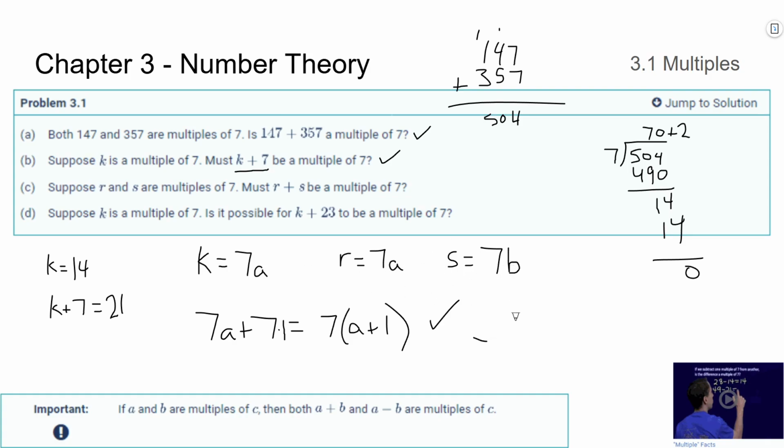So R plus S is going to be 7a plus 7b. And now the same thing, we can go and factor out the 7. So 7 times a plus b. Remember, a and b are both integers. So when we divide by 7, then the 7s will cancel out, and we'll be left with whatever a plus b is. But it'll be no remainder. So that will also be a multiple of 7.